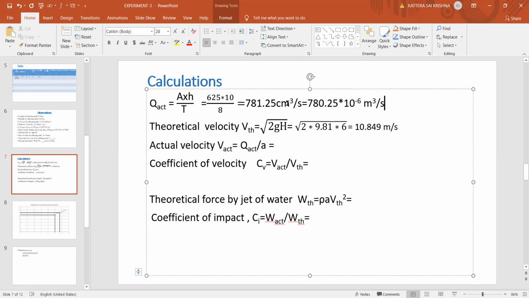So first 1 centimeter, we will get 10 power minus 2. So into whole cube is there. So 10 power minus 2 cube is 10 power minus 6. So Q actual equal to 780.25 into 10 power minus 6. We can write this as 7.8 into 10 power minus 4. No problem in that. Or we can write same as it is.